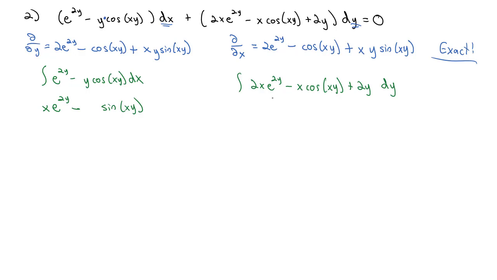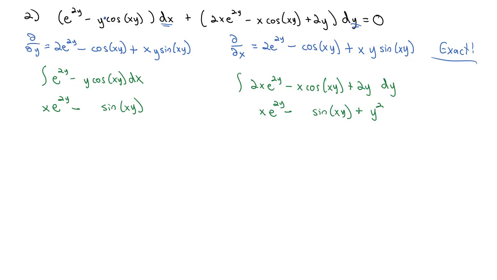On the other side, dy, so 2x is a constant. E to the 2y's integral is e to the 2y divided by 2, so those 2's are going to reduce out. Minus, x is a constant. The antiderivative of cosine is the sine of xy. But then we're going to have to divide by x, which makes the x over x go away, plus 2y's antiderivative is y squared.